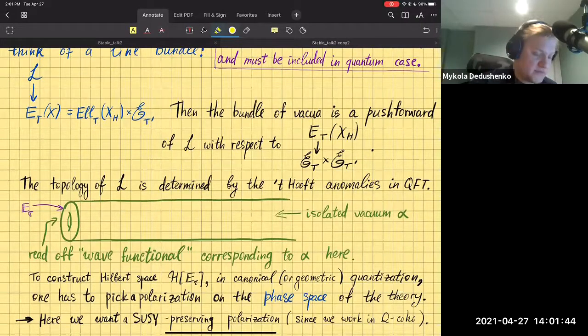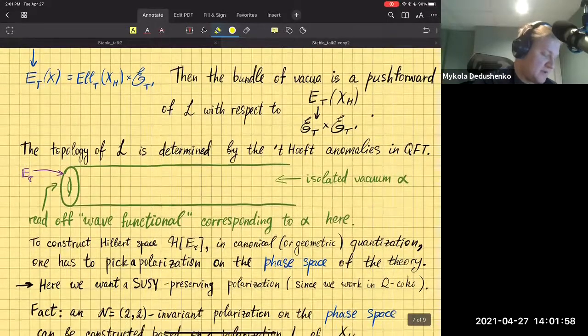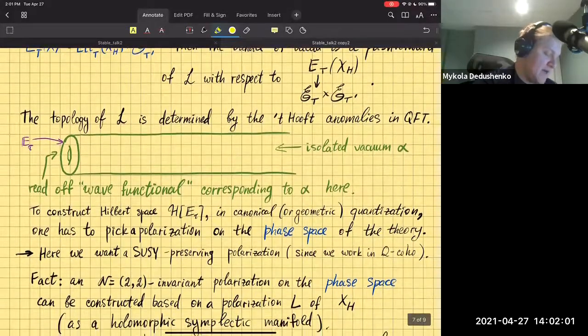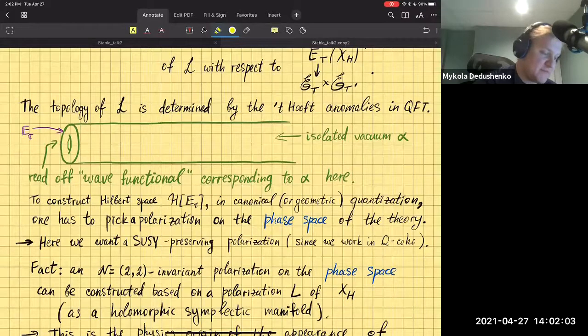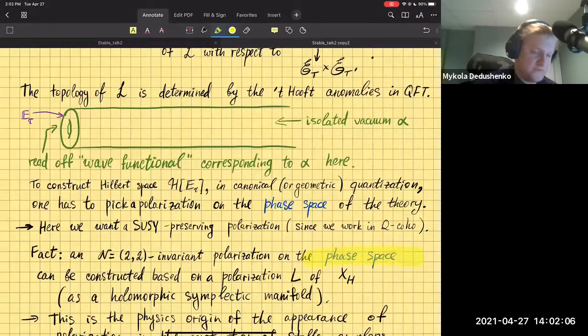And one has to pick some polarization on it for the quantization purposes. But we want to do it in a supersymmetry preserving way because we work with Q cohomology. We want to preserve Q. And the fact is that the N=(2,2) invariant polarization on the phase space, so on this infinite dimensional space, which is a cotangent of the configuration space of your theory, can be constructed based on the choice of polarization on your X_H, thought of as a holomorphic symplectic manifold.